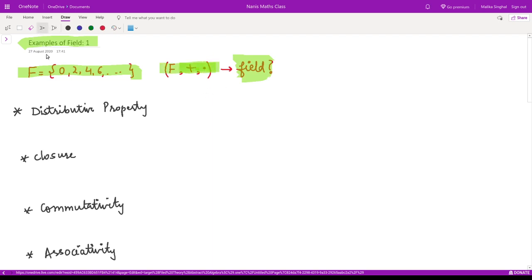The first thing: in the last video we have seen various properties or axioms of the field necessary for a set to be a field. So let us first check the distributive property. What is that? If I take any three numbers a, b, c from the set F, then this property should hold: a * (b + c) should be equal to a·b + a·c.